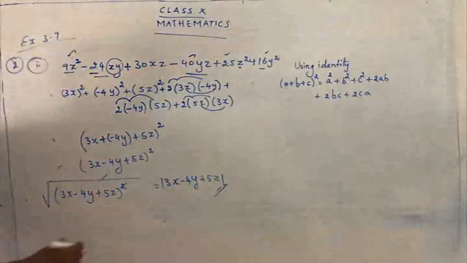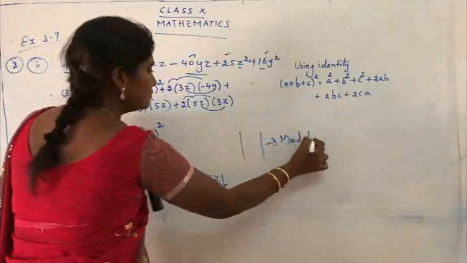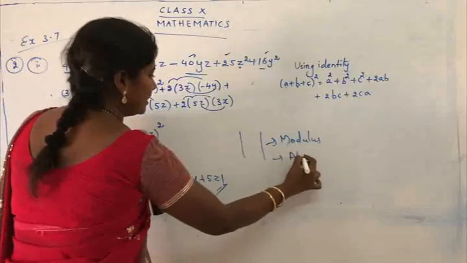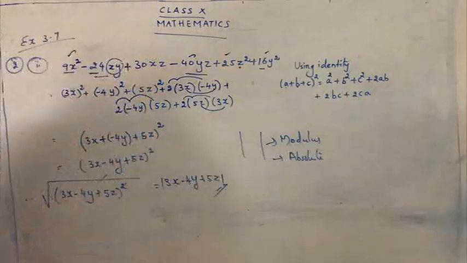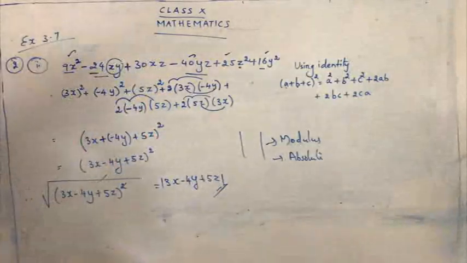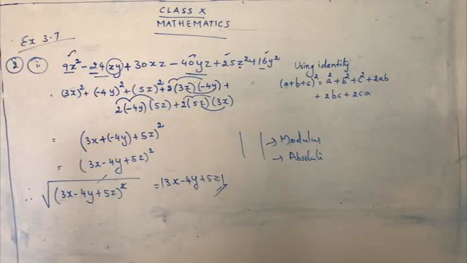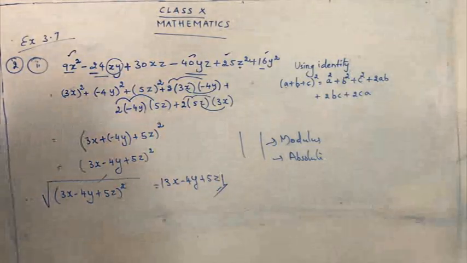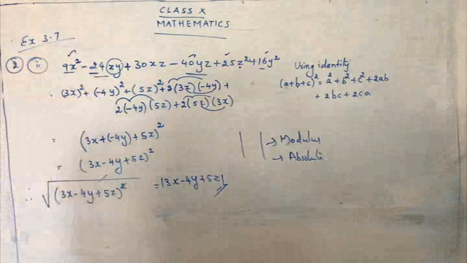This is called as modulus. I have told you, yes. This is a modulus sign or you call it as absolute value sign. So mostly read it as mod of 3x minus 4y plus 5z, or you can just read it as absolute value of 3x minus 4y plus 5z. So question number 2, second subpart has been done.